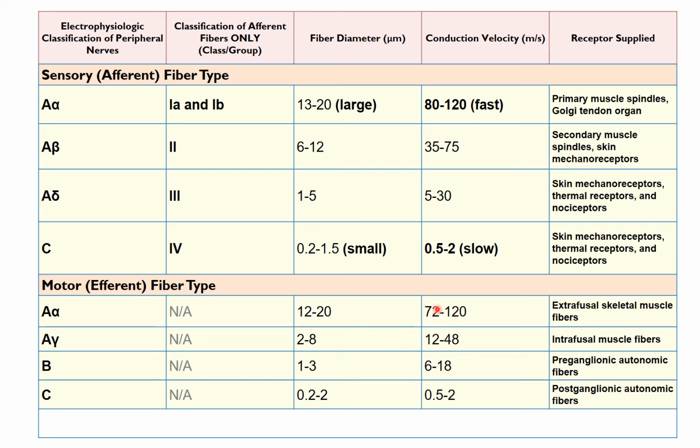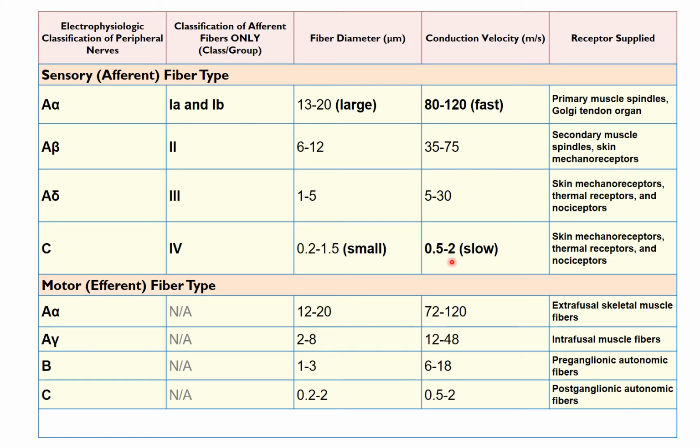There are two numbers I do want you to memorize, and that is this one in bold, this 80 to 120 meters per second for A alpha fibers. If you think about meters per second, I mean 80 to 120 meters per second, that is essentially covering the length of a football field in a second. That is very fast. And then you'll see that the numbers decrease, and then C fibers, these very small diameter fibers, are relatively pretty slow as far as nerve conduction goes.